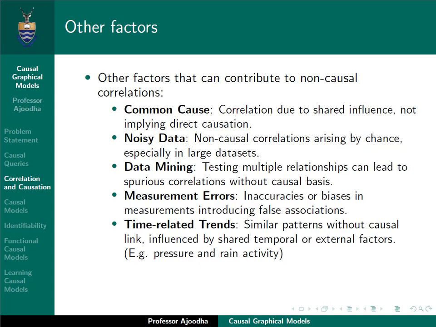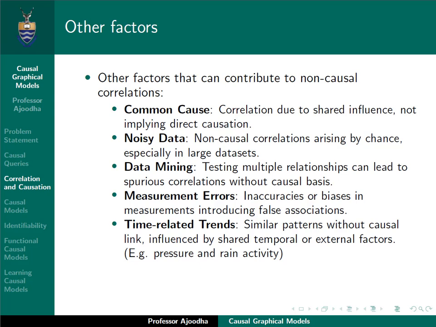Data mining can produce spurious associations because many relationships are tested. Measurement errors can introduce false patterns. Time-related trends can also make two variables move together without one causing the other. The general lesson here is that observed association is only a starting point, and it is not enough to establish causation.